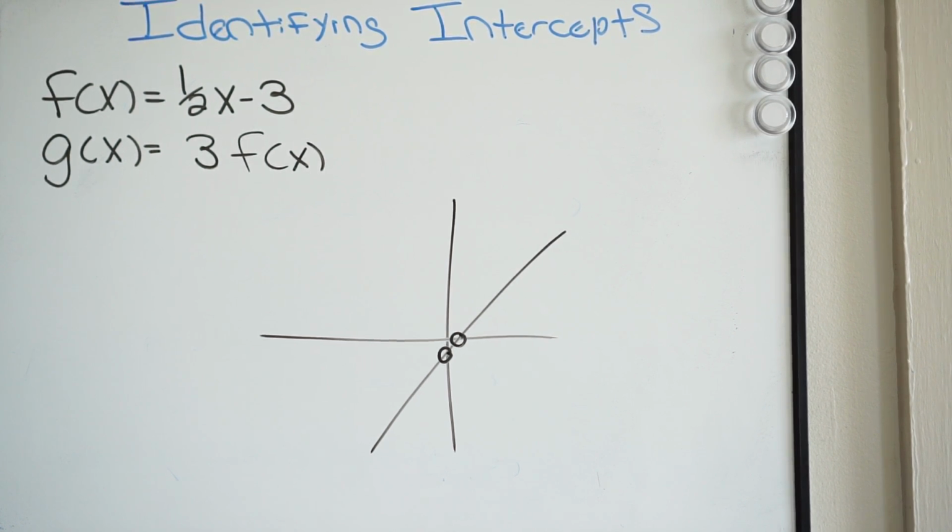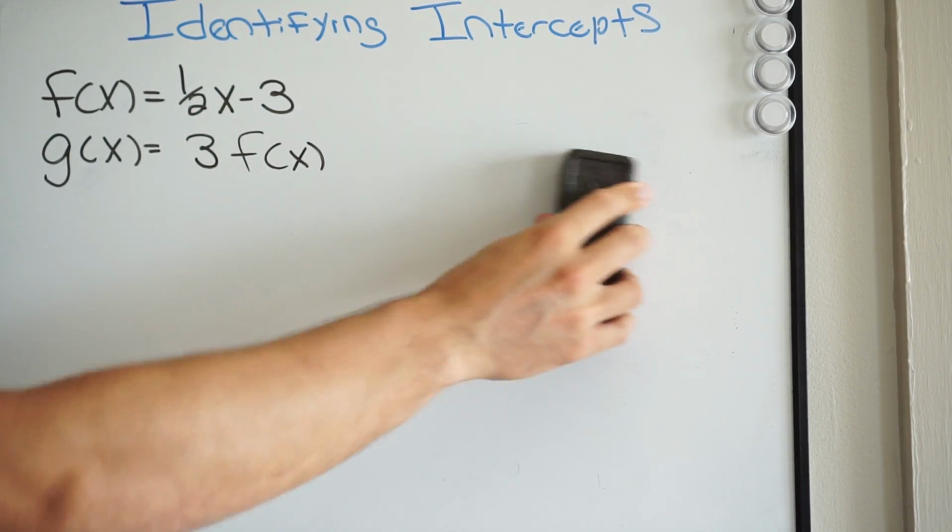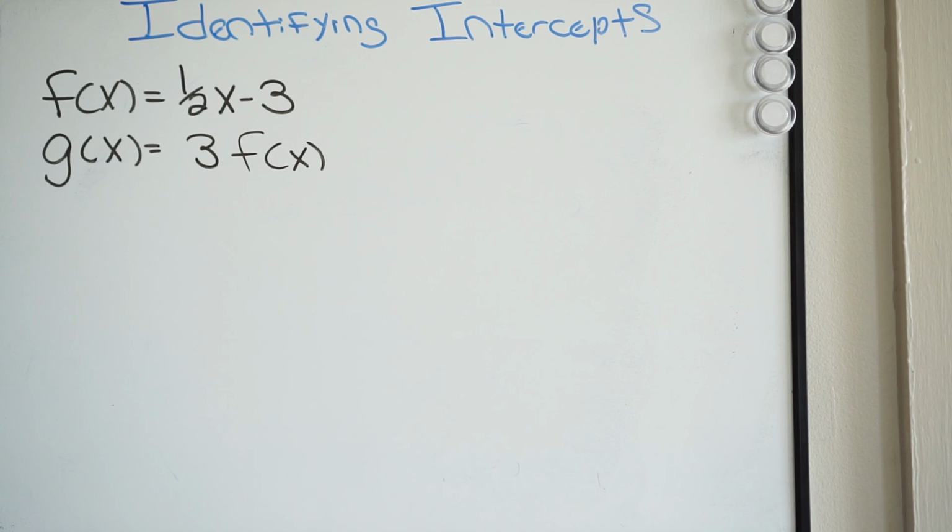So let's go ahead and do this problem. We have f of x equals 1/2 x minus 3. We want to find the intercepts of this. So let's go ahead and do this. We know that f of x is really just y, so think of it like that. If I want to find the x-intercept here, that means I need to make the y 0. So I'm going to go ahead and do that.